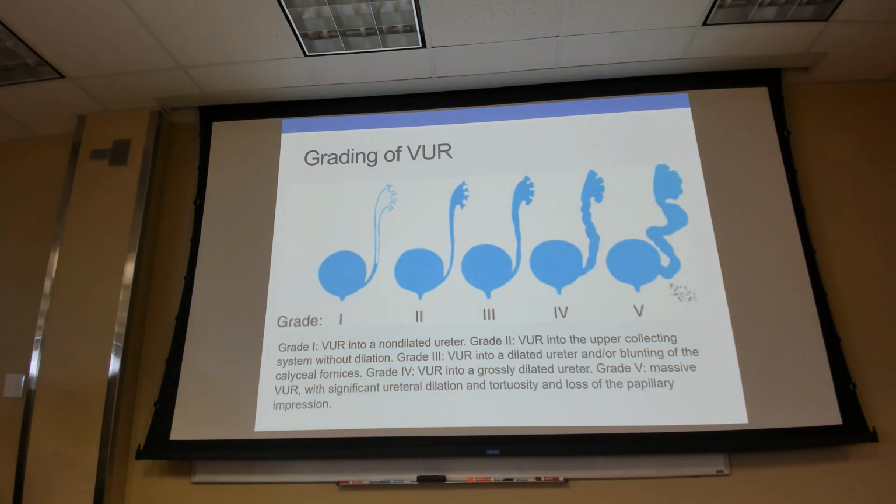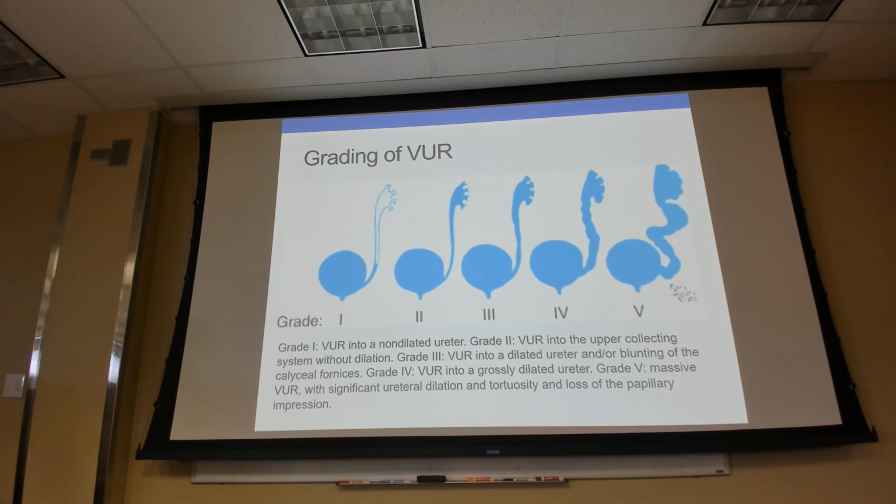So this is looking for how far back is their reflux. Grade nothing would be they put the dye into the bladder, they take a series of x-rays, and there is nothing that ever leaves the bladder. That's no VUR. Grade 1, you have some, and it leaves the bladder, some up the ureter, but not all the way. Grade 2, all the way to the top of the ureter, no dilation.